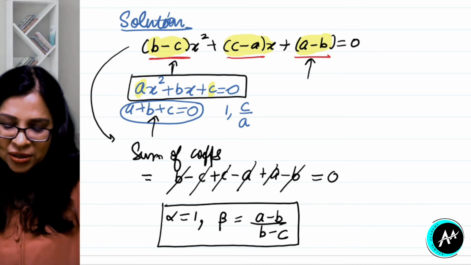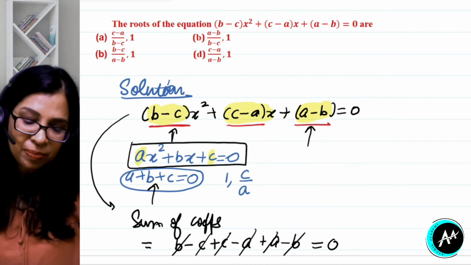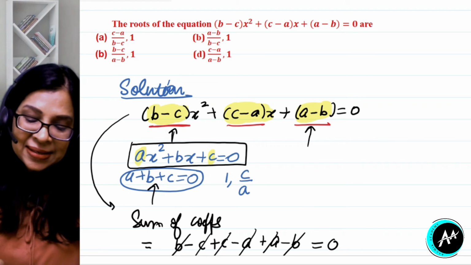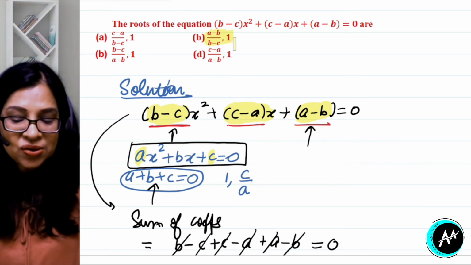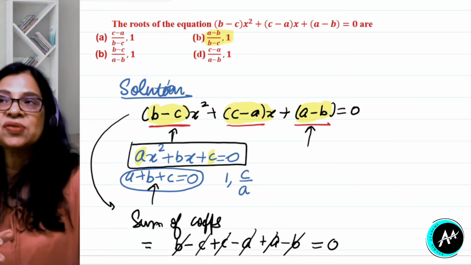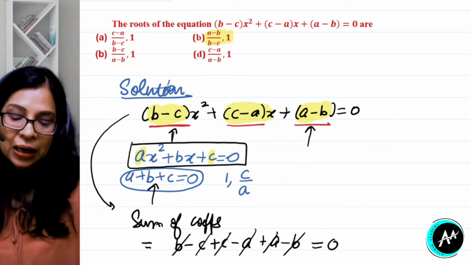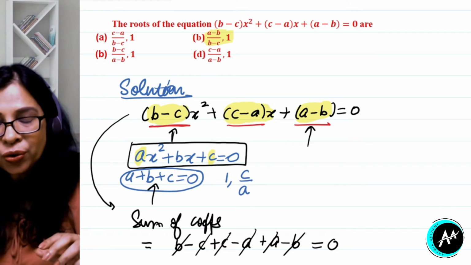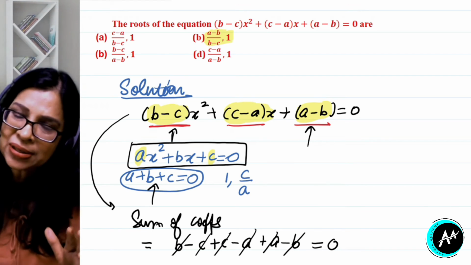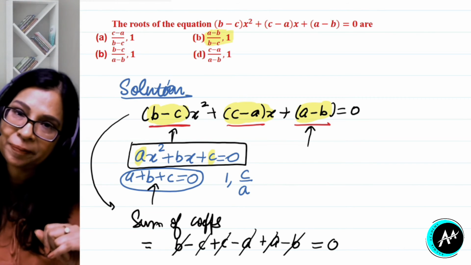Let us check the options. One root is 1, the other is a minus b upon b minus c. Option A is obviously wrong. B is correct because one root is 1 and the other is a minus b upon b minus c. So this will be the correct option. Got it? Now this is how we use the direct results which we have done in solving questions, and you have seen that it will save us a lot of time.